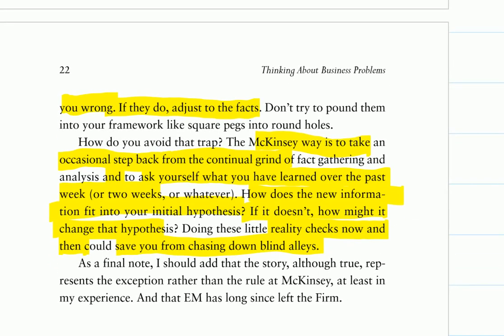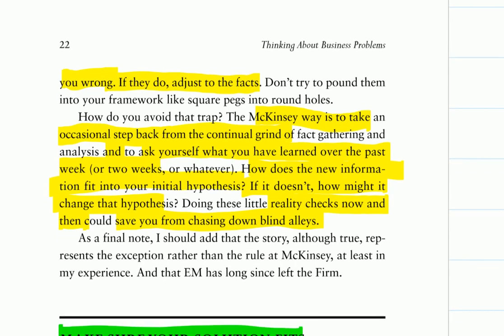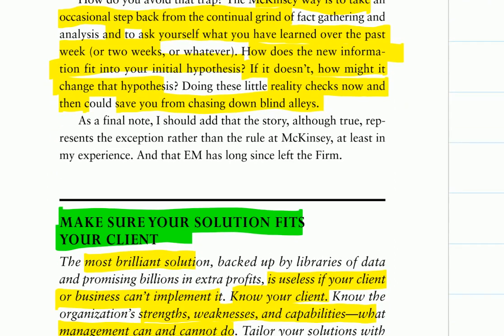The McKinsey way is to take the occasional step back from the continual grind and ask yourself what you have learned over the past week or 2 weeks. So what he's saying is that after a week, after 2 weeks, just sit back, relax, and summarize what you've done. See whether this supports your IH or rejects your IH. If it supports, then you can go ahead. If it rejects, then see what changes to your IH have to be made. He says that reality checks now and then could save you from chasing down blind alleys. And when you chase down blind alleys, you're wasting your resources, you're risking your firm's reputation. And if you are a businessman doing this, then you are wasting your time, and there'll be a lot of opportunity cost involved in it.